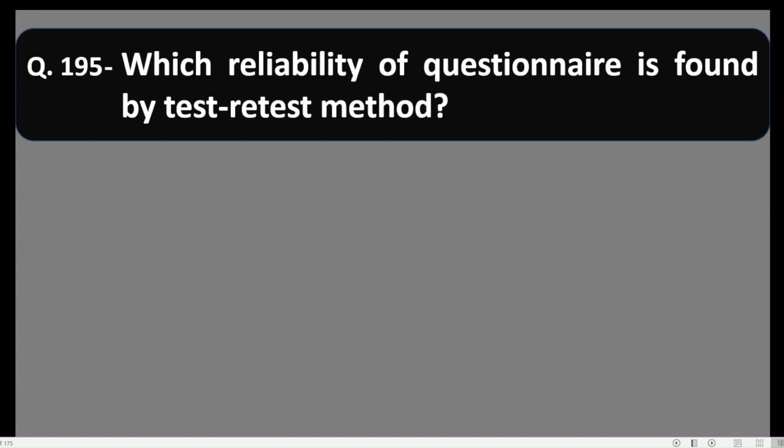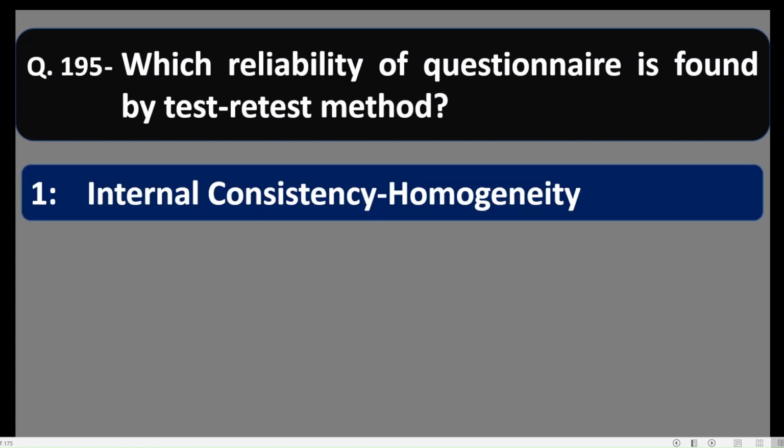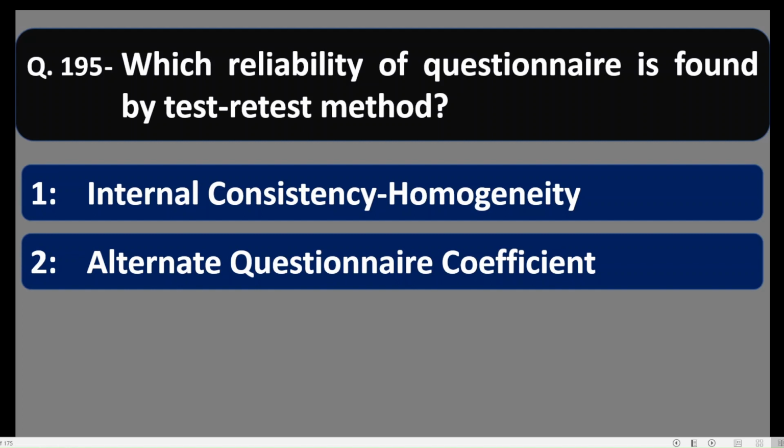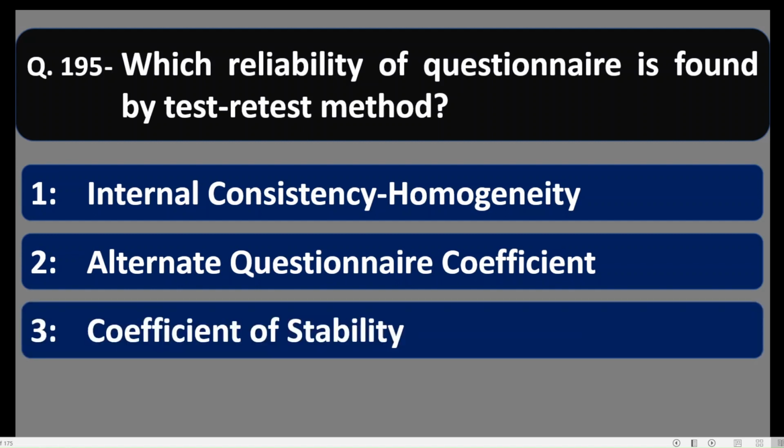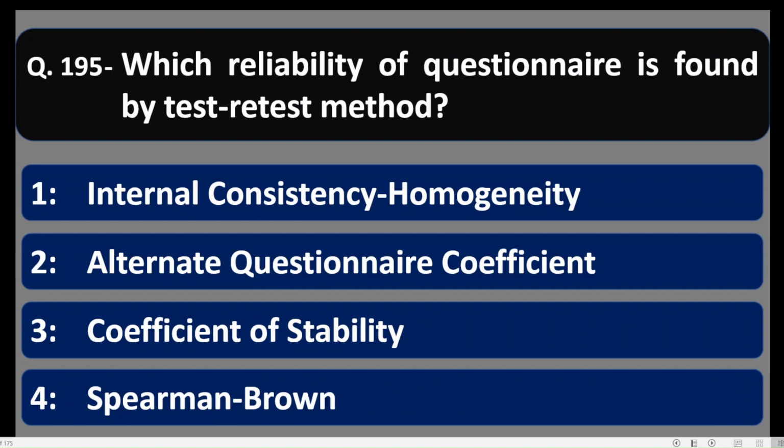195. Which reliability of a questionnaire is found by the test-retest method? By the test-retest method, let us see: internal consistency, homogeneity, it is impossible. Alternate questionnaire, coefficient of stability, and Spearman-Brown. Friends, here option number 3, coefficient of stability, is the correct option in terms of a questionnaire. If the test-retest method is applied, then it is called coefficient of stability.